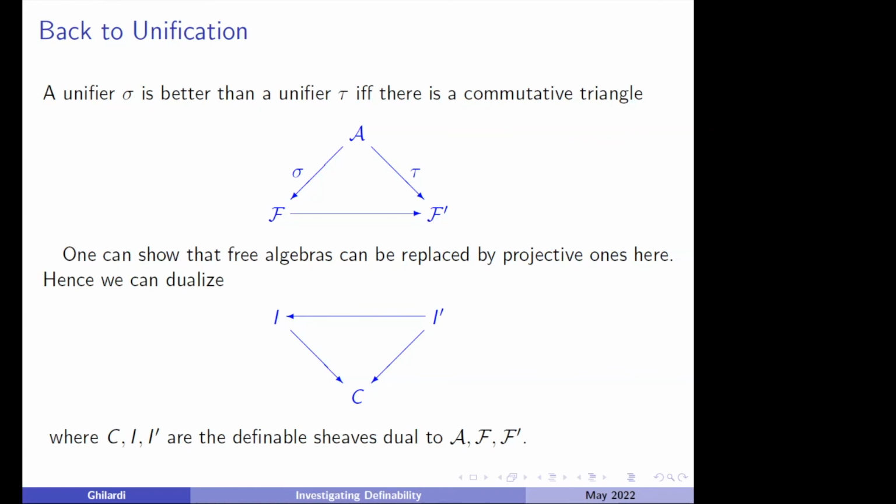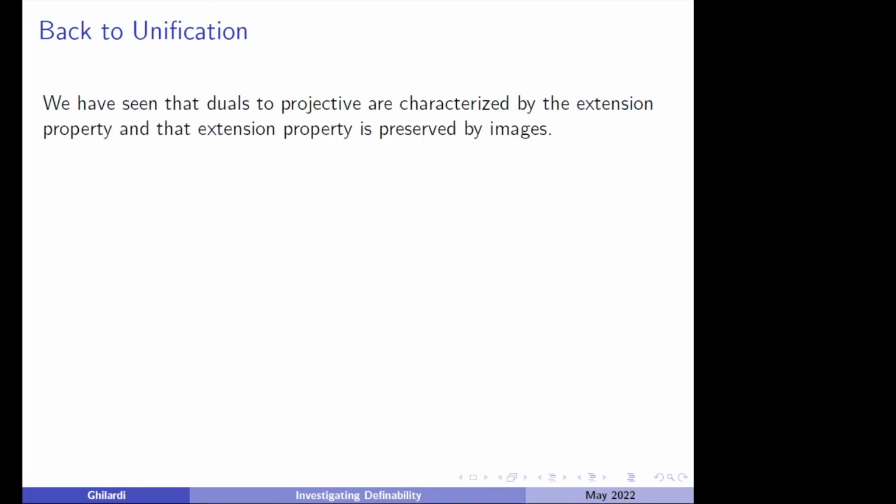Now a unifier you can reinterpret in our setting. A unification problem is a definable sheaf with the index, and a unifier is a morphism from a definable sheaf, which is the dual of a projective, so it is injective in the definable setting. Now we can use the fact that projective algebras are characterized by the extension property, and that the extension property is preserved by sheaf images. So we can replace any unifier by its image, and this will be better, following the definition of comparison between unifiers.